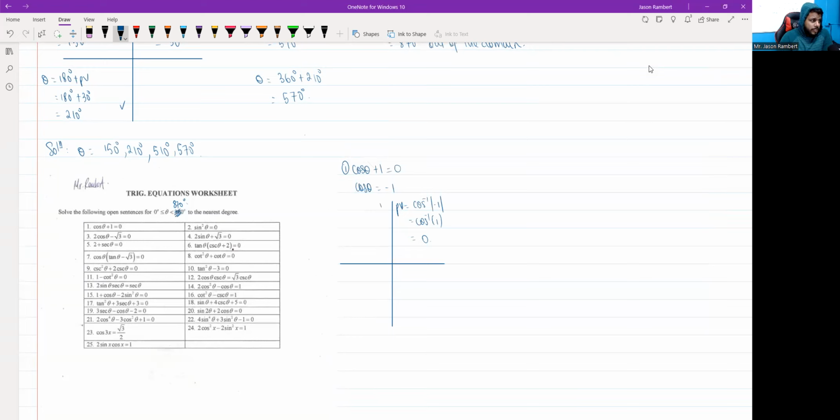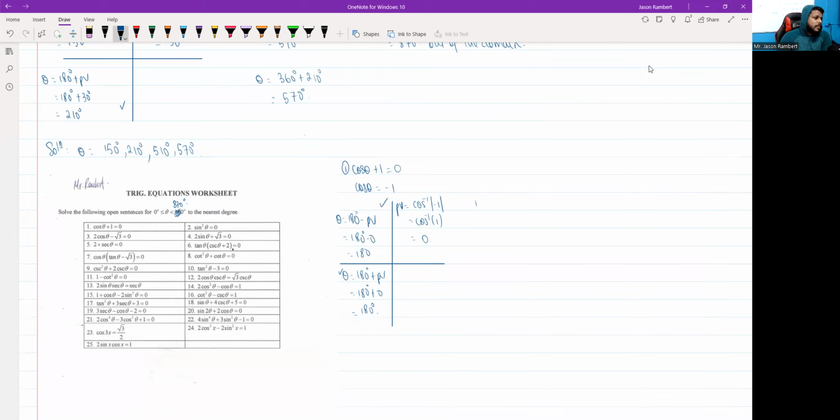Now, my solutions lie here, and my next solution lies here. I know theta is 180 minus my principal value. 180 degrees take away 0, which is 180 degrees. All well and fine. Also, theta is 180 degrees plus the principal value, which is 180 degrees plus 0, which is 180 degrees. So in my first revolution, theta is 180 degrees.